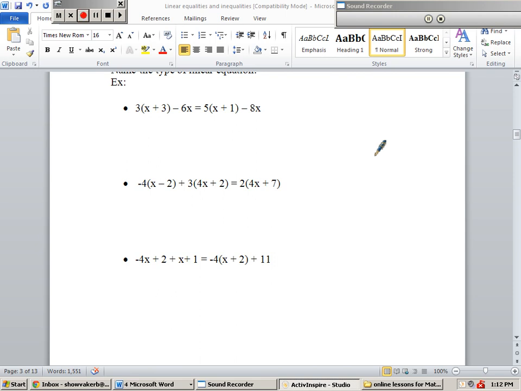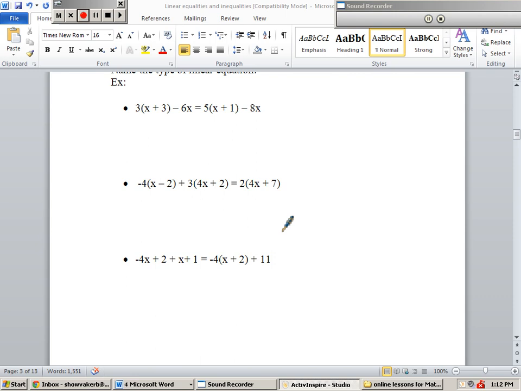On the next one, let's distribute: negative 4x plus 8 plus 12x plus 6 equals 8x plus 14. Combine like terms. There are no fractions, so we'll skip the fraction part. I get 8x plus 14 equals 8x plus 14. I can already see that they are equal to each other, but if I do make my moves, I get 0 equals 0.